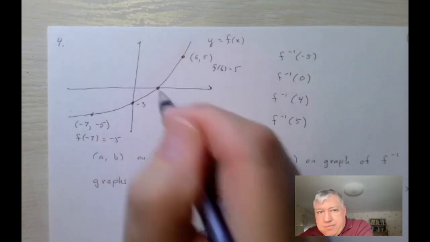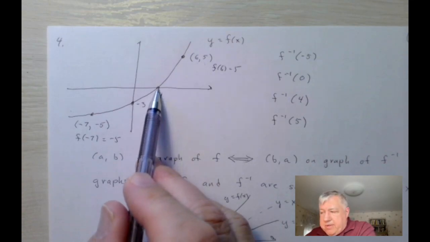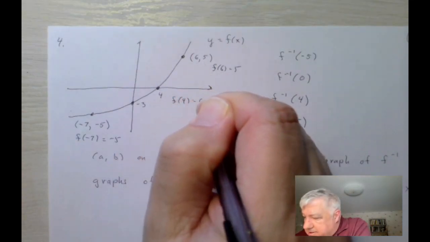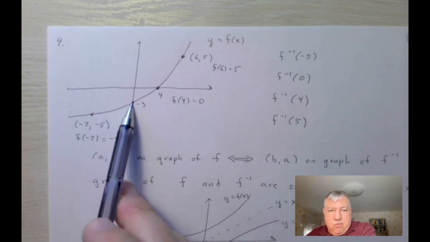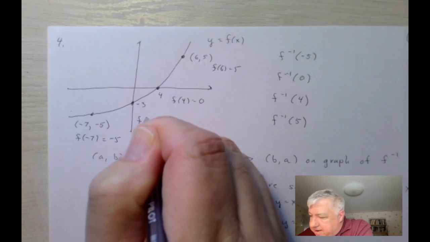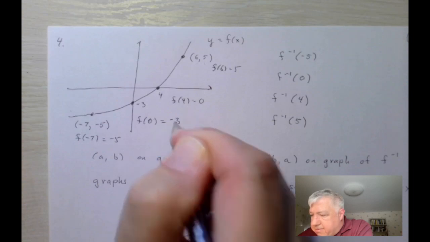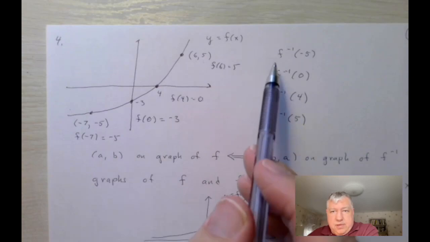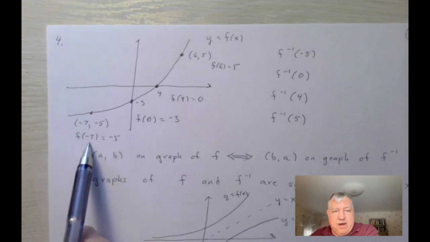Well, what about this point? The x-coordinate is 4, and we're on the x-axis, so the y-coordinate is 0. So this tells us that f of 4 is 0. And at this point, the x-coordinate is 0, the y-coordinate is negative 3. So this tells us that f of 0 is equal to negative 3. Now we can just flip these around. If we want f inverse of negative 5, we look and see where negative 5 is, right here. So f inverse of negative 5 should be negative 7.